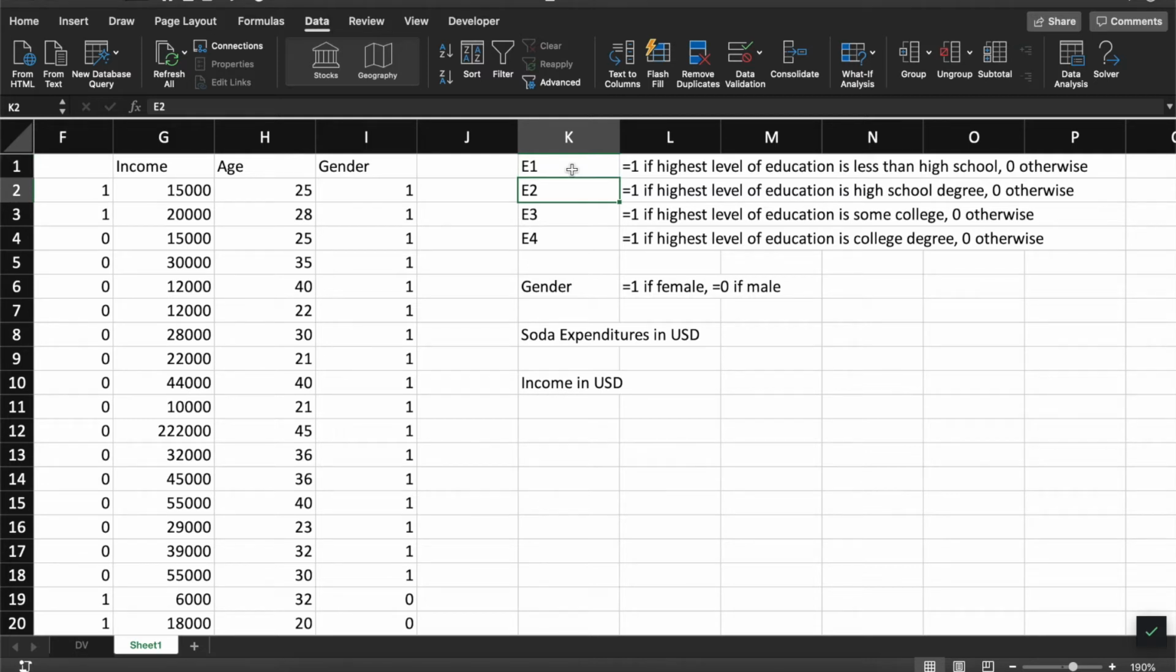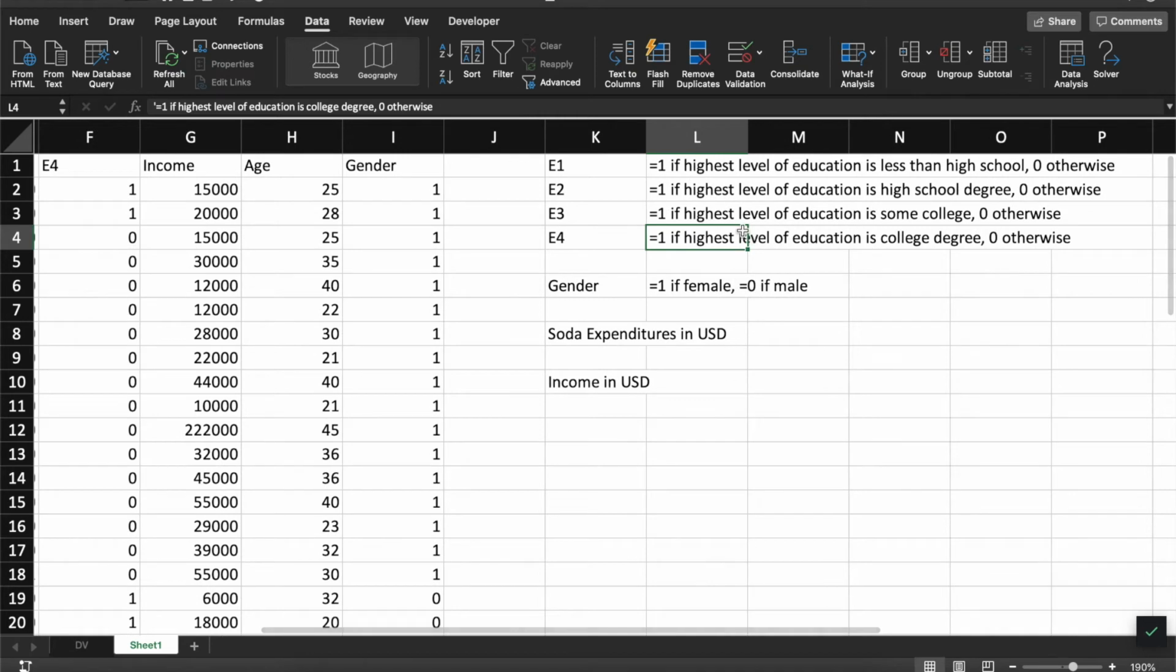E2 is equal to 1 if the highest level of education is a high school degree, 0 otherwise. E3 is equal to 1 if the highest level of education is some college, and then E4 is if the highest level of education is a college degree. Okay. So in this data set, we consider these to be exhaustive, so every single person has to fit into one of these categories.